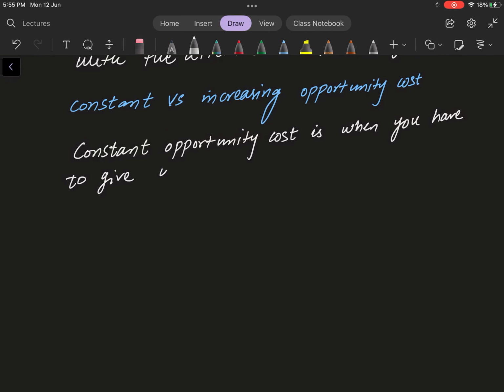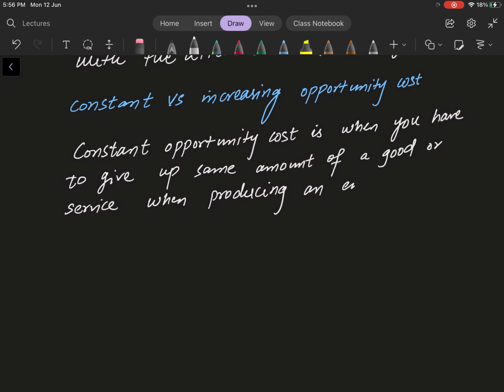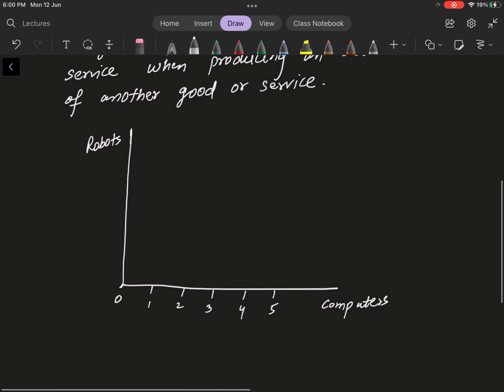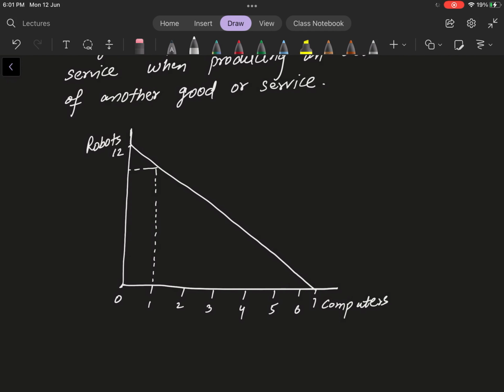Constant opportunity cost is when you have to give up the same amount of a good or service when producing an extra unit of another good or service. Let's suppose you're again producing robots and computers, and you take computers on the x-axis and robots on the y-axis. You have computers from 0, 1 all the way to 6, and robots from 2 all the way to 12. That means you can maximum produce either 12 robots or 6 computers if you utilize all of your resources.